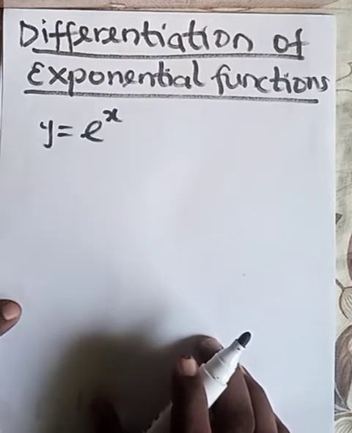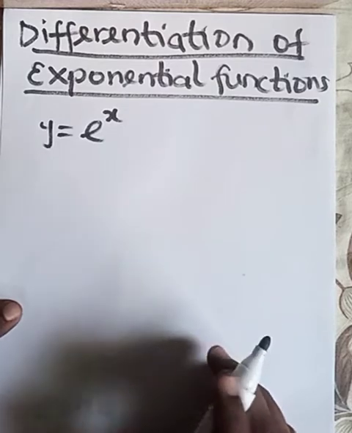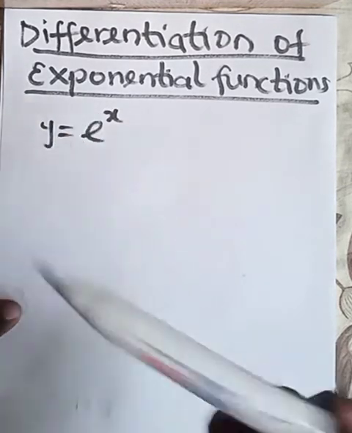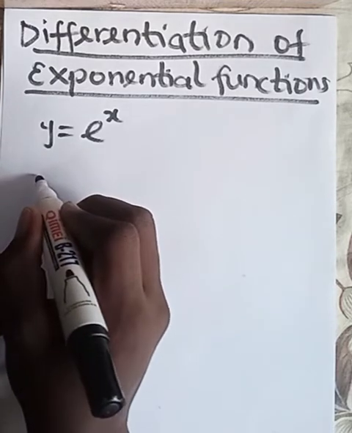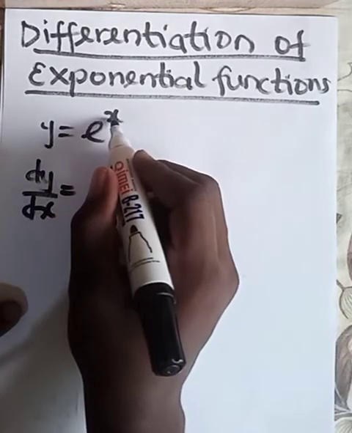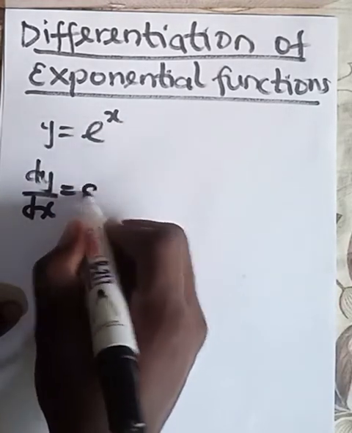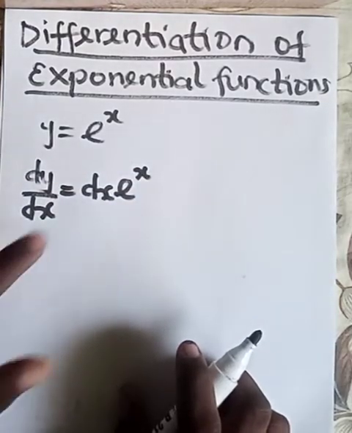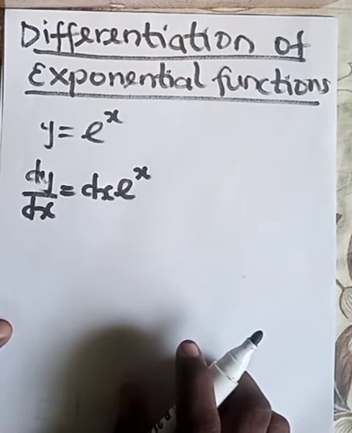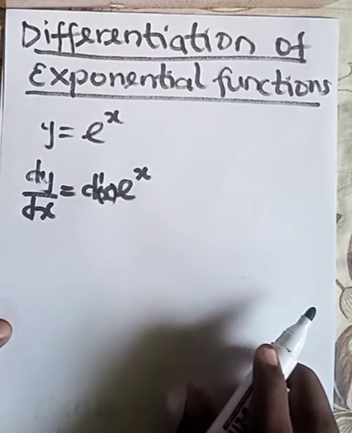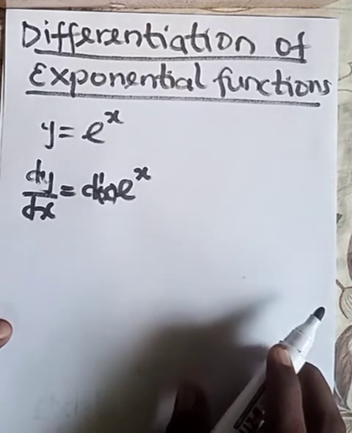To differentiate exponential functions, what we simply do is differentiate their power and bring it down. So dy on dx is going to be the derivative of x times e to the x. That means I differentiate x and I raise e to the power x. That's simply what it's going to entail. So for better understanding, we're going to solve a question.